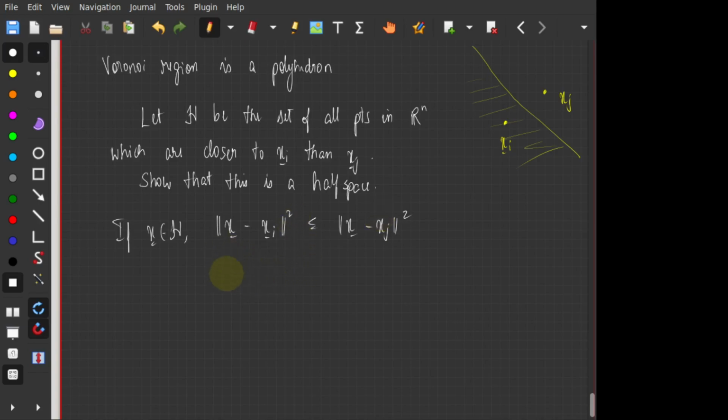So this is x minus xi transpose x minus xi, less than or equal to x minus xj transpose x minus xj.